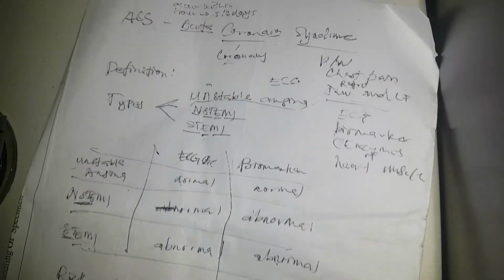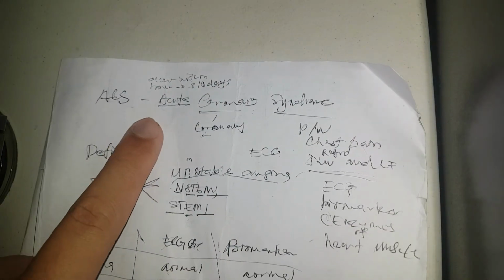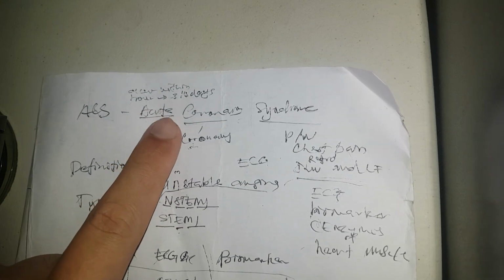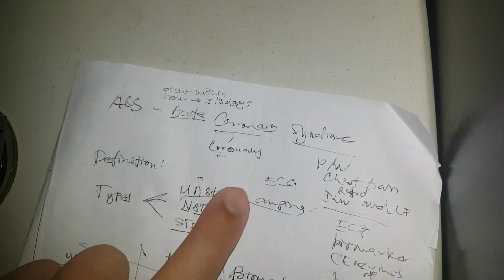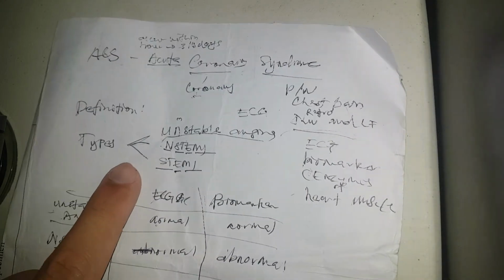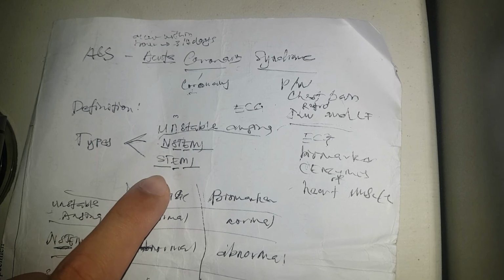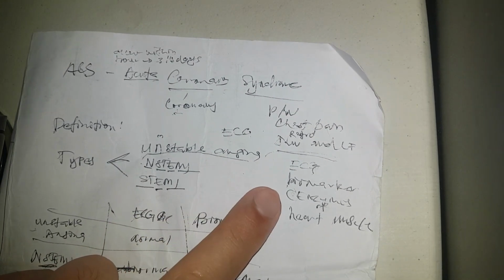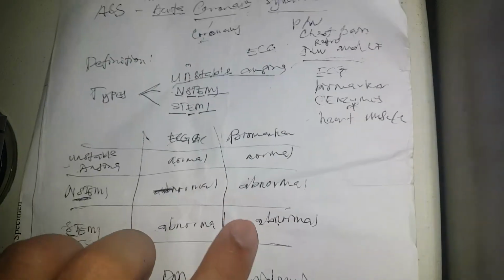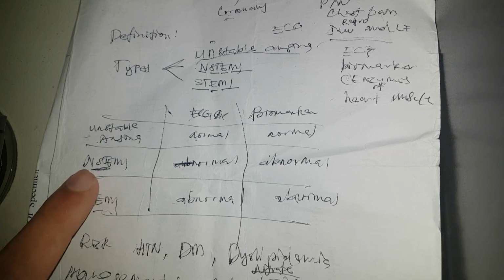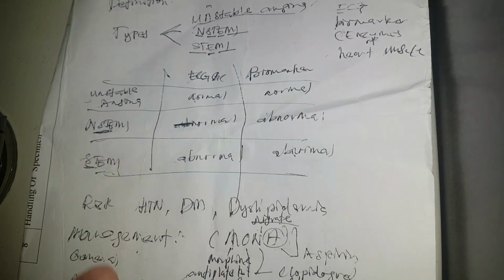Okay, acute coronary syndrome occurs within hours. Coronary means coronary artery, and also syndrome. Definition, types: it has unstable angina, NSTEMI, and STEMI. It depends on ECG and biomarker. So, unstable angina, NSTEMI and STEMI, then risk factors.